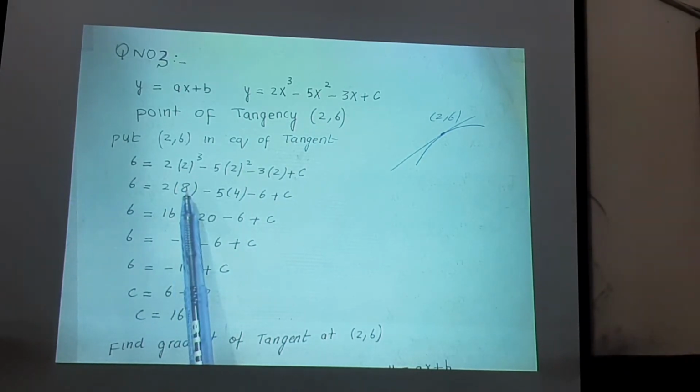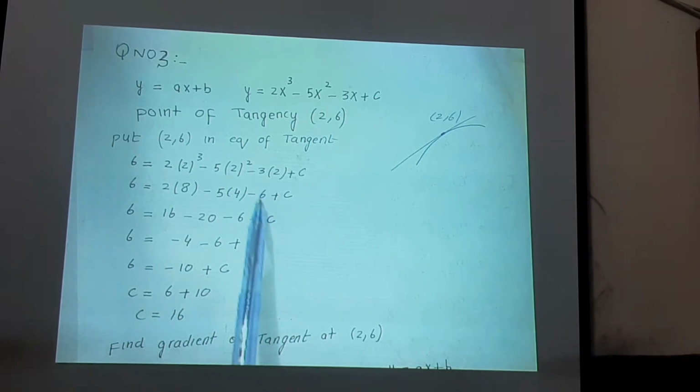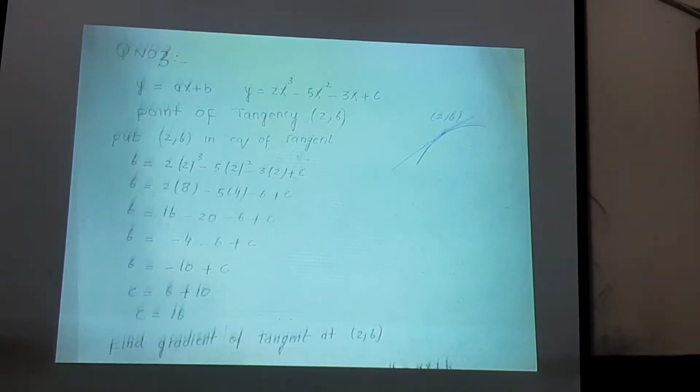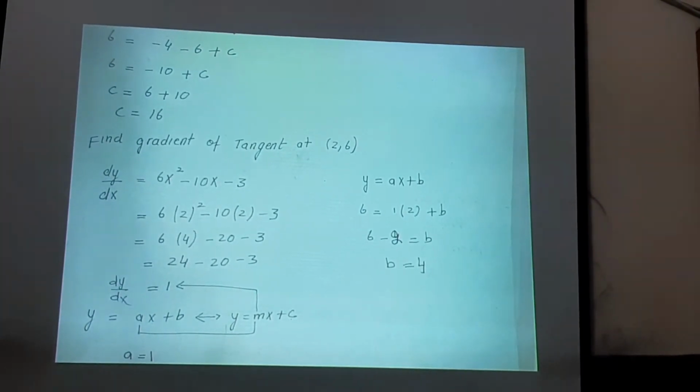2 cube is 8, 2 square is 4, 2 into 3 is 6. Further simplifying this, you will be able to find the value of c, which is 16. So I got one constant from here. Now I need to find the values of a and b also. Now find the gradient of the tangent at (2, 6).